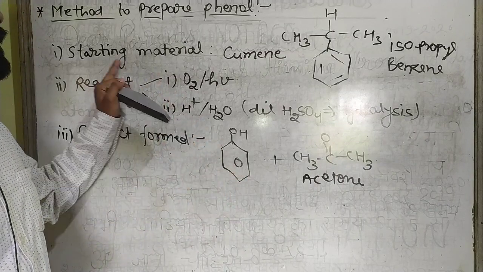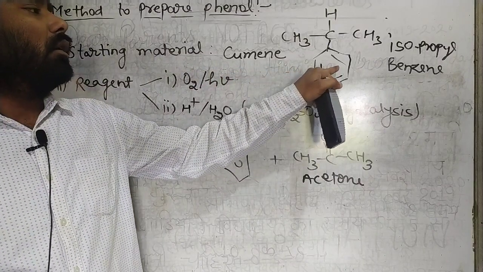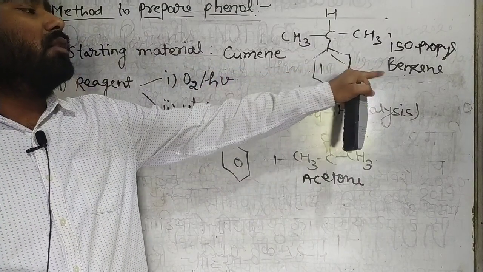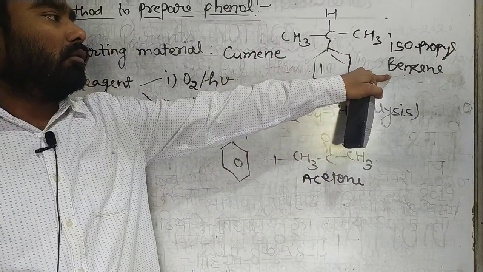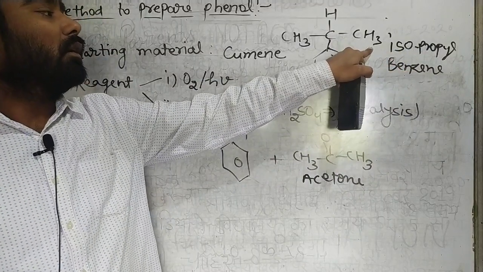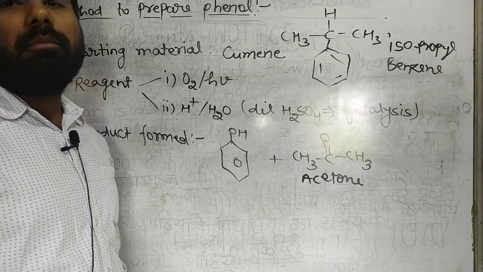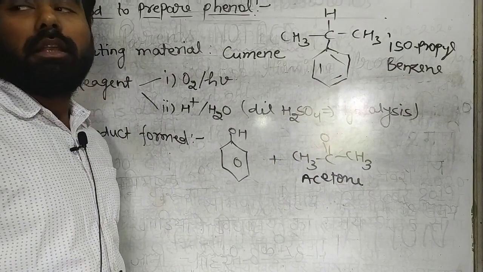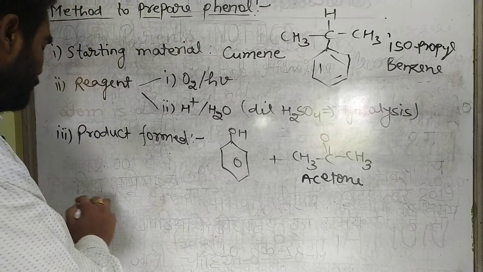So first we discuss the starting material, which is cumene. Cumene is isopropylbenzene. Benzene is normally available in the laboratory. So isopropylbenzene has to be formed separately. For the preparation of isopropylbenzene, there are many methods.